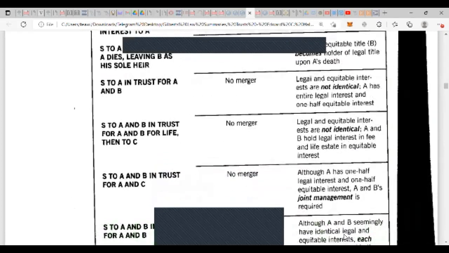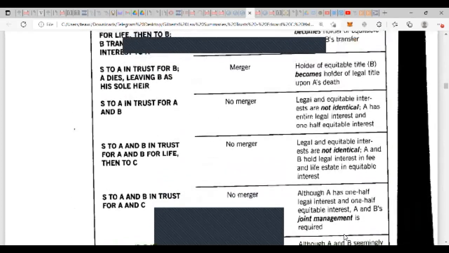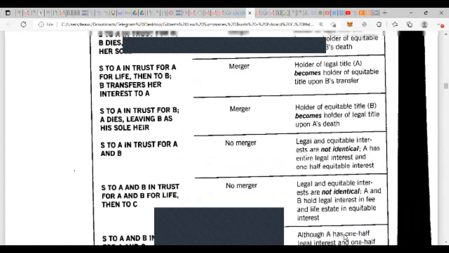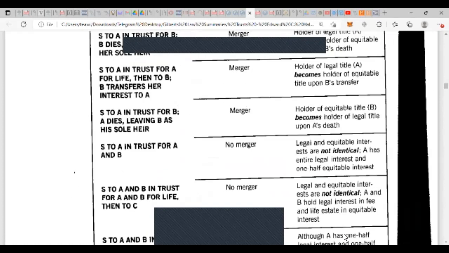Or we would just say that we have no beneficiaries and this would be for the purpose of just a transfer of the trust. And then we would put that trust in another trust that does have other beneficiaries. This is just my theory and me thinking these things through. Okay, so S to A in trust for A and B is also no merger.